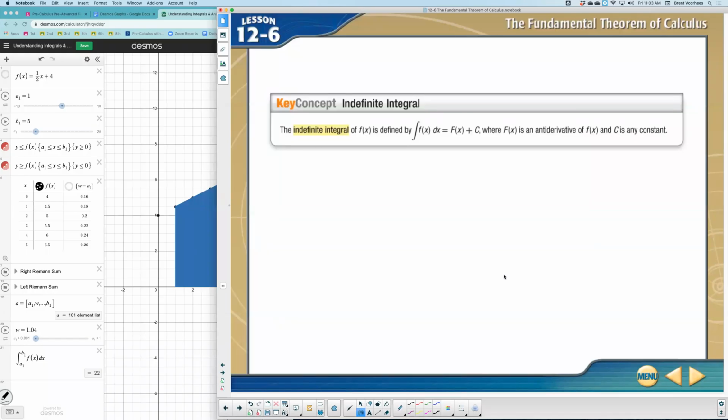All right, an indefinite integral. So an indefinite integral of f of x is defined by the integral of f of x dx equals the antiderivative of f of x plus some constant. So capital F of x is the antiderivative of lowercase f, and c is any constant.